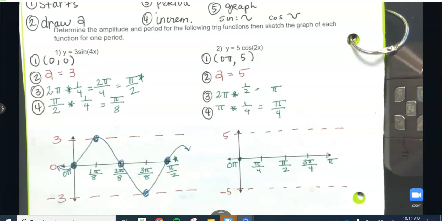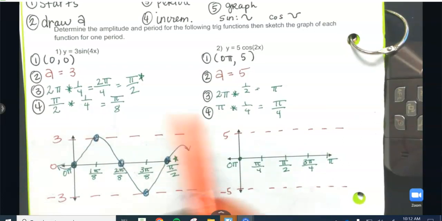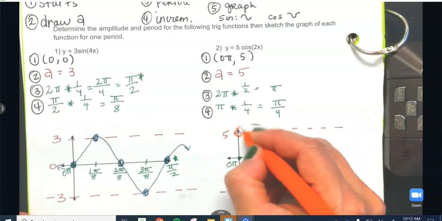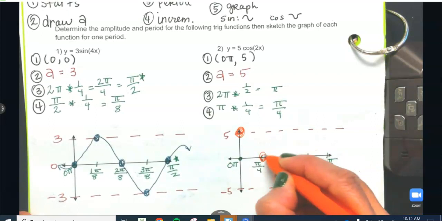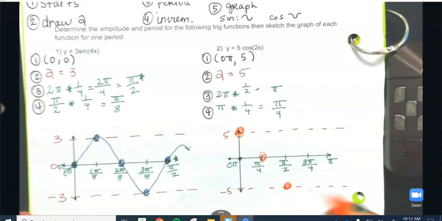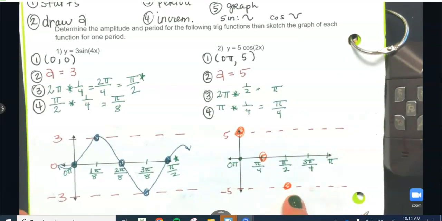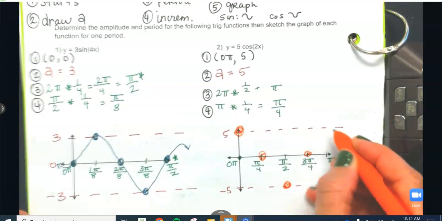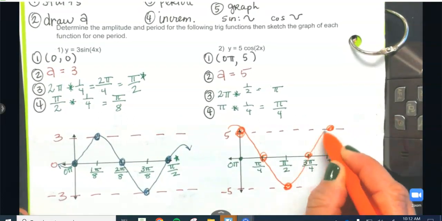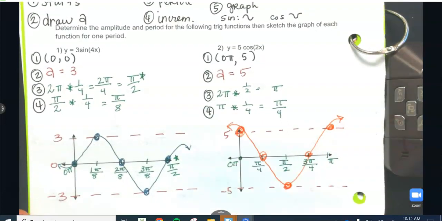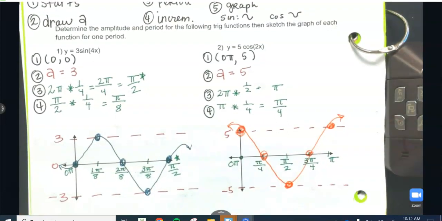All right, let's draw it. Where does it start? Well, we know because we stated it at the beginning. It's going to start at 0, 0.5. So remember, cosine starts high. Then it goes through your mid, and then it gets to the bottom of the valley. Then it climbs its way back up. So that's your cosine. Any questions on that?